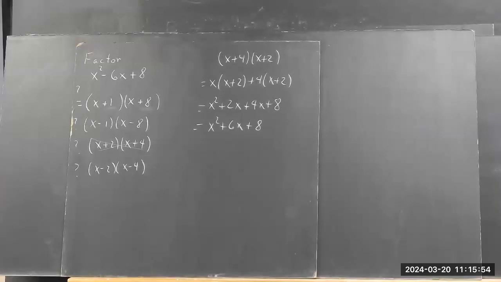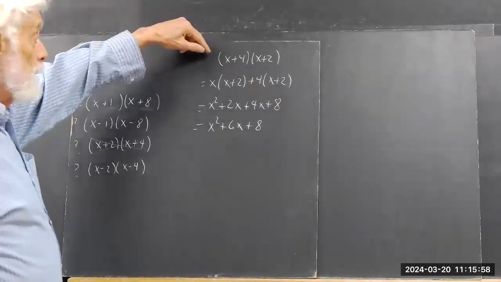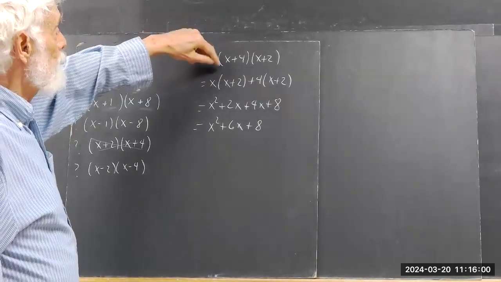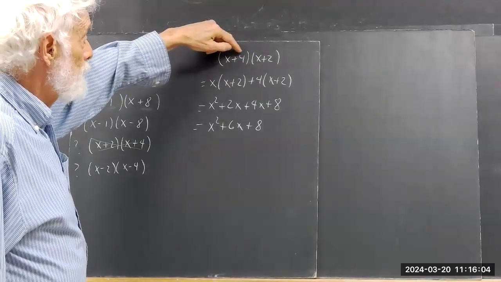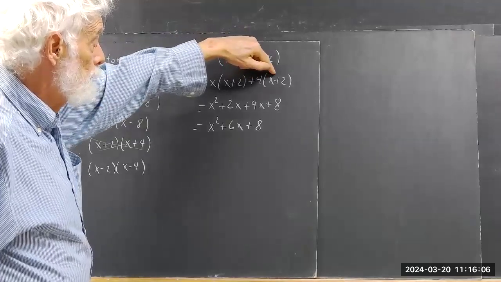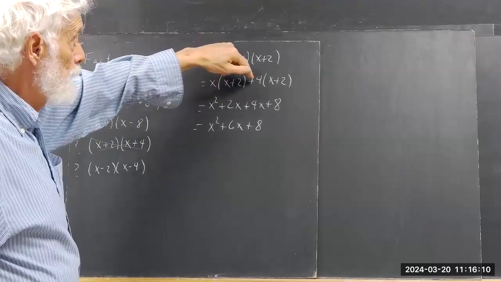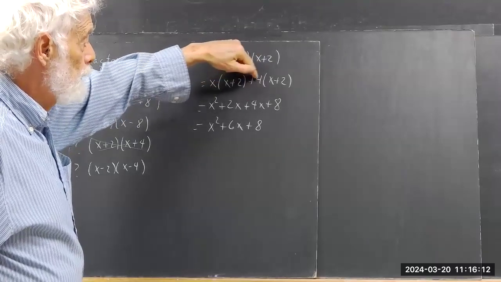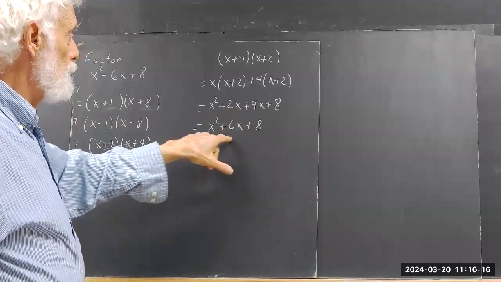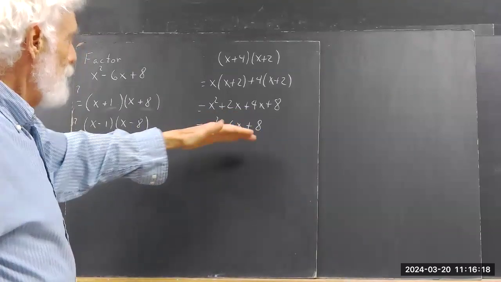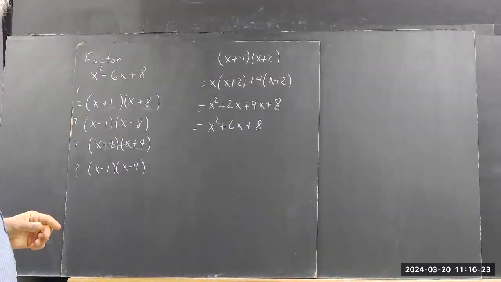Okay, one of the things you're asked to do is multiply this out. And everybody did this correctly, it was very good. You got x times x plus 2 here, and then plus 4 times x plus 2. And then x times x is x squared, and x times 2 is 2x. You get 4x here, and 4 times 2 is 8. You add the 2x to the 4x, you get x squared plus 6x plus 8. And people got that very quickly, okay, for each of the examples.